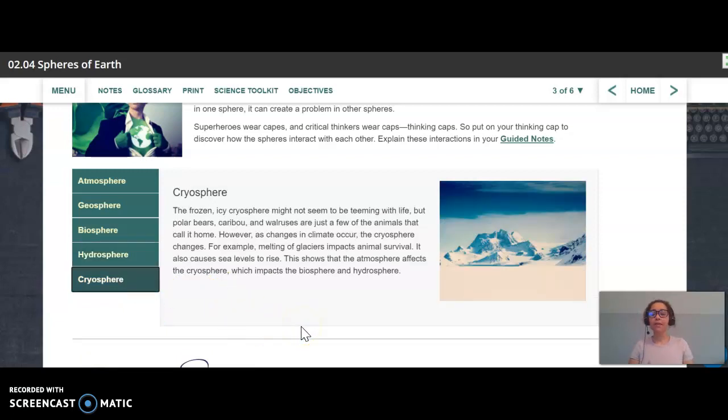And the frozen cryosphere might not seem like it interacts a lot, but think about how those glaciers would form different landforms that we learned about last week. So that's how the cryosphere can interact with the geosphere. And also, since the atmosphere is getting warmer due to climate change, that means that we have less and less of the cryosphere because it's melting. So that's going to rise sea levels and interact with the biosphere and the hydrosphere.